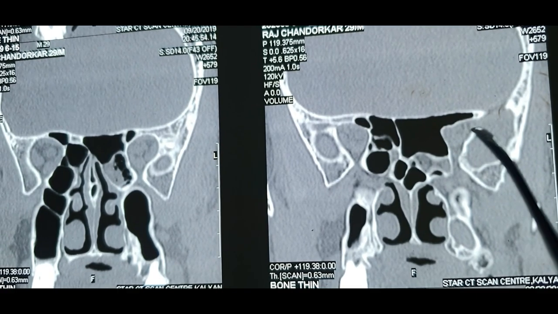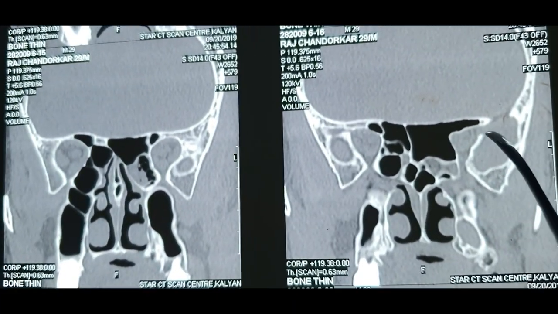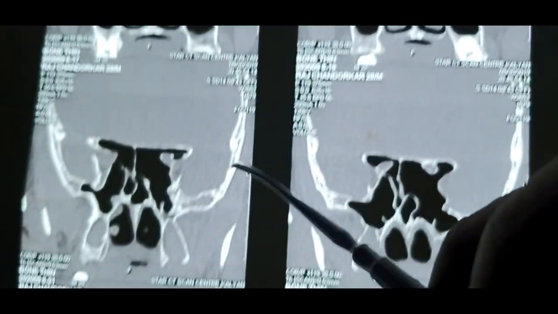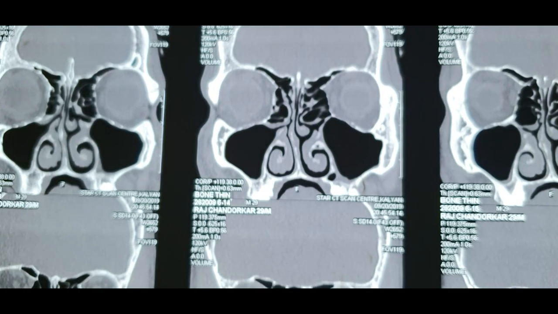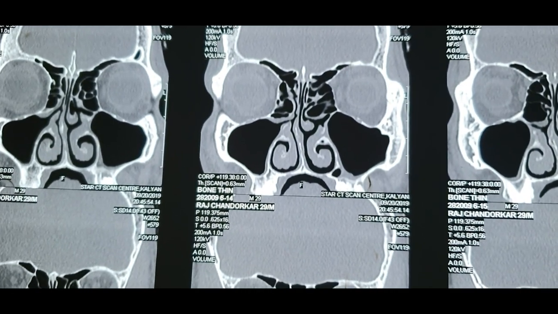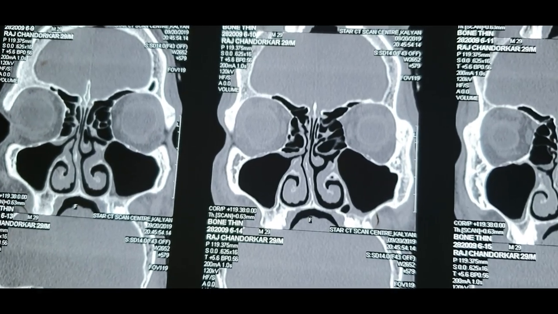Looks like some kind of connection here. This could be the superior orbital fissure. Okay, so yeah, that was it. So that was the first change. Please mark my words, that was the first change of the orbit from the anterior to the posterior ethmoids.